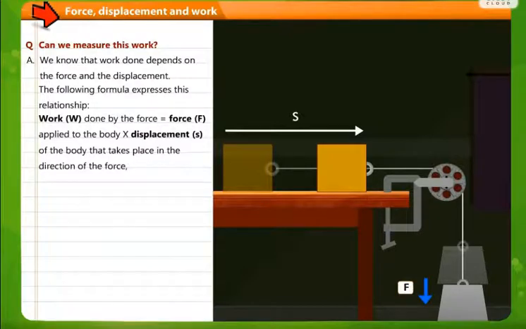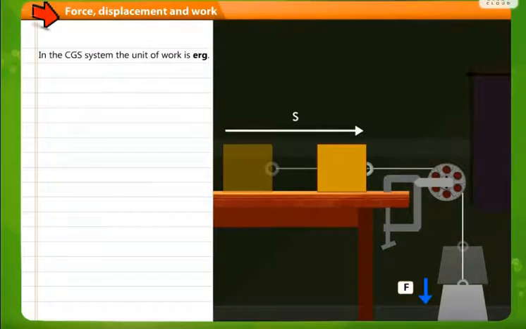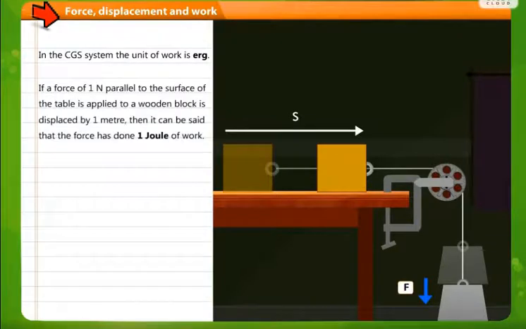Work done by the force is equal to F applied to the body times the displacement of the body that takes place in the direction of force. Hence, work done is W = F × S, where F is the force applied and S is the displacement that takes place in the direction of the force. In the SI system, the unit of work is joule, the unit of force is Newton and the unit of displacement is meter. In the CGS system, the unit of work is erg, the unit of force is dyne and the unit of displacement is centimeter.